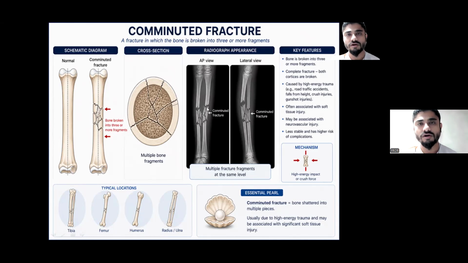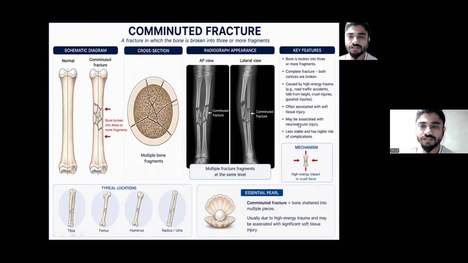This is how the frontal and lateral projection will look like. What are the key features? Bone is broken into 3 or more pieces. This is a complete fracture. Both the cortices should be involved, caused by high energy trauma, such as road traffic accident, fall from heights, crush injury, gunshot injuries, often associated with a significant amount of soft tissue injury, and may be associated with neurovascular injury.